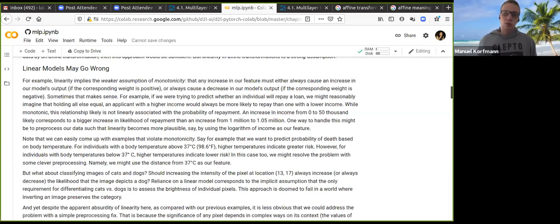1.05 million. One way to handle this might be to pre-process our data such that linearity becomes more plausible, say by using the logarithm of income as our feature.